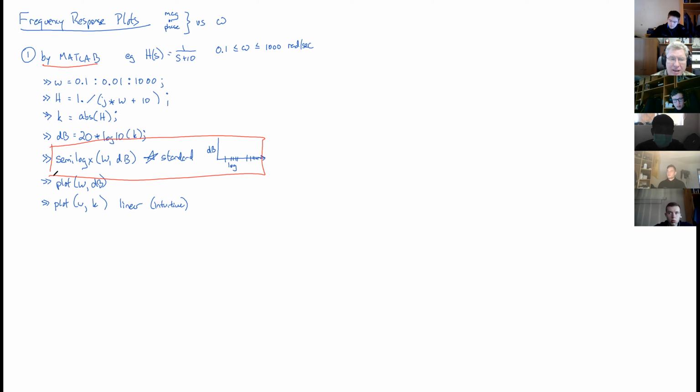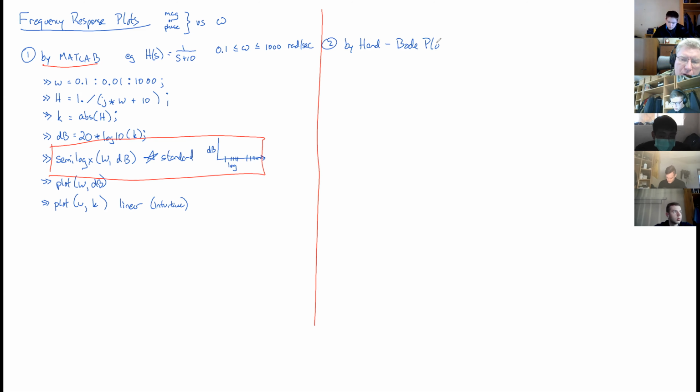So now how could you possibly expect to do this by hand? By hand, this is the true Bode plot. It has a couple of restrictions. Firstly, it requires all real poles and real zeros.